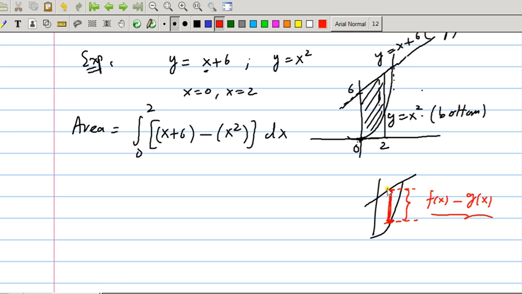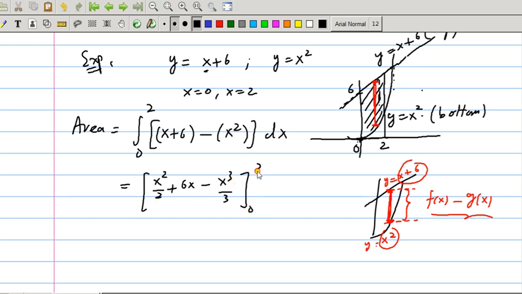So see here, we know that this is x plus 6 and this is x square. So basically the top is x plus 6 minus x square. You are looking for this vertical line inside your area. Look at the length and integrate that length from 0 to 2. So now if I integrate, what I will get? x square by 2 plus 6x minus x cube by 3, right? And from 0 to 2.